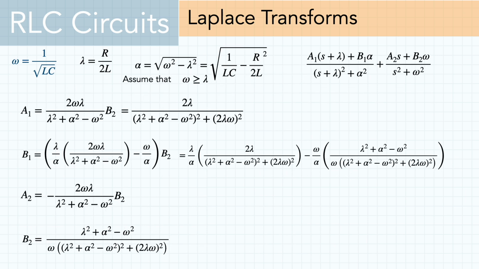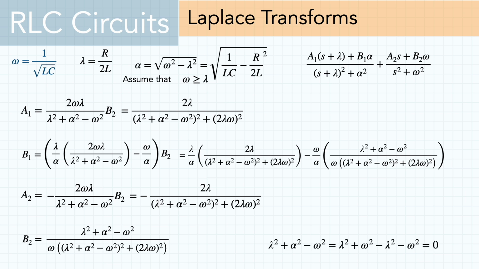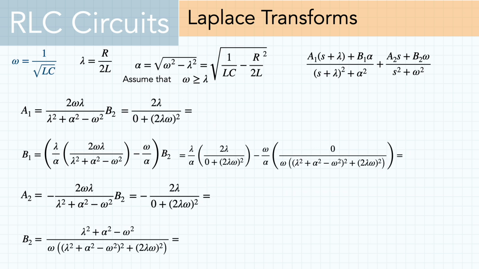Now we can plug in B2 to the 3 that are dependent on B2 in order to expand them out as such. As you can note, lambda squared plus alpha squared minus omega squared equals lambda squared plus omega squared minus lambda squared minus omega squared, which just ends up canceling out and becomes 0. So we can cancel these terms out, and after more algebraic manipulation, we are left with A1 equals 1 over 2 lambda omega squared, B1 equals 1 over 2 alpha omega squared, A2 equals negative 1 over 2 lambda omega squared, and B2 simply equals 0.